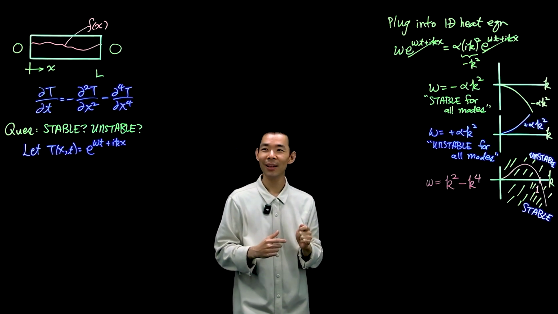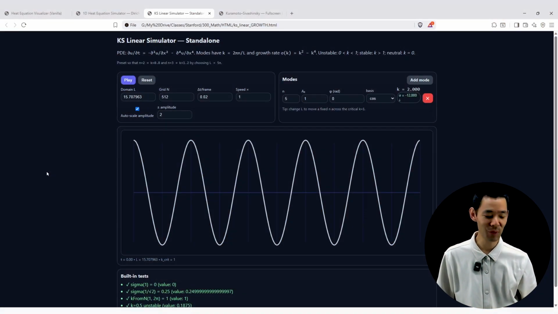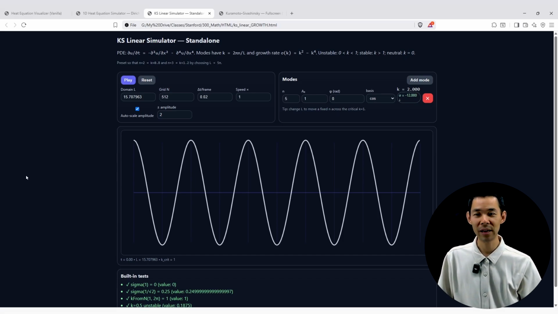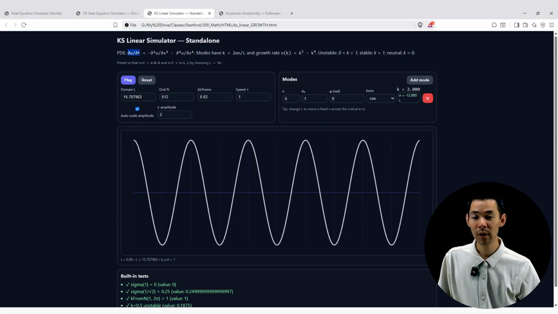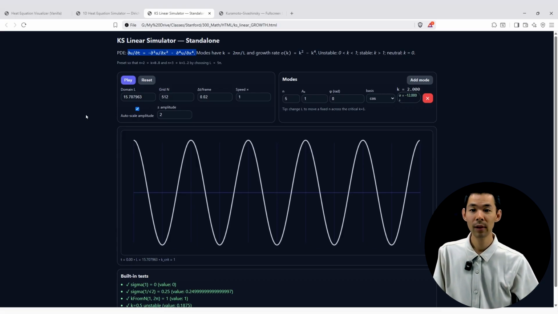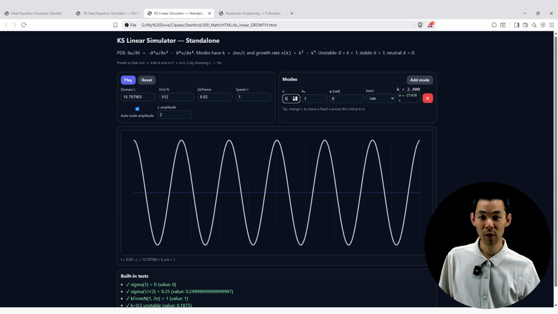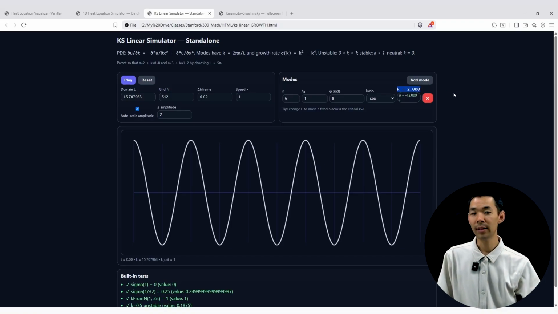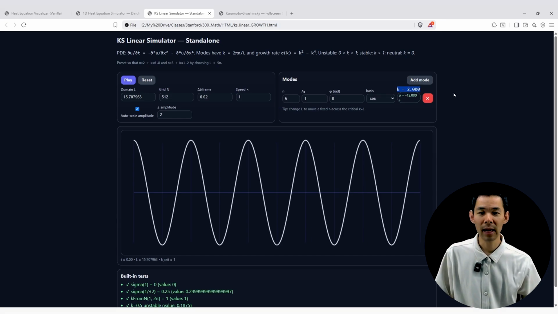So let's see what this looks like. Let's go over to the screen where, once again, here is a large language model generated HTML simulator. This one is actually solving this PDE: partial u partial time is equal to negative Laplacian minus a biharmonic. That is literally the PDE that we're solving. What we can do in this simulator is change the number of modes. For example, this is n of 5, and for n of 5, this gives us a k equal to 2. That is just taking 5 times pi divided by L. That is equal to 2.